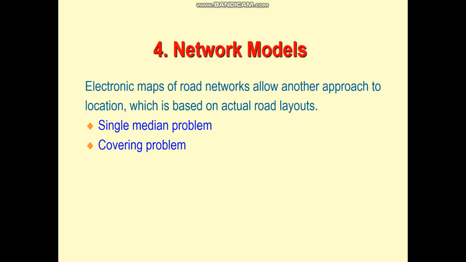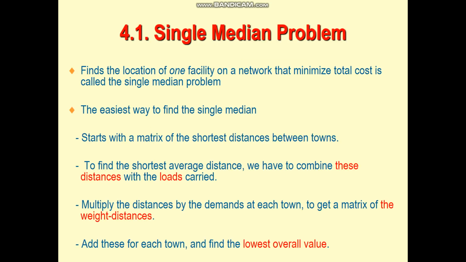The electronic maps of road networks allow another approach to location, which is based on actual road layouts. We call it the network models. We can use network models to solve two main problems. The first one is the single median problem, and the second one is the covering problem. So what is the single median problem?